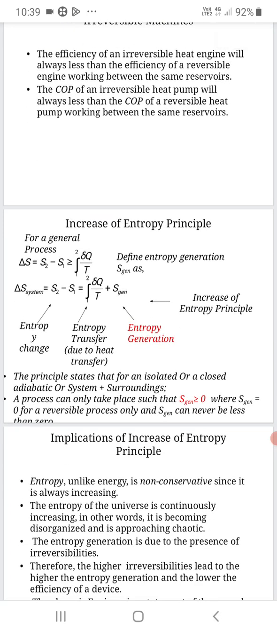Increase of entropy principle: usually we denote change in entropy as delta S. Initial entropy S1, final entropy S2. So delta S is the difference between S2 and S1. It is the integral of dQ by T.